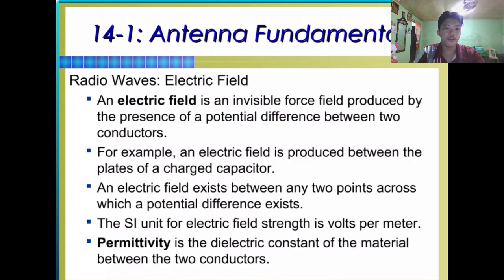Radio waves, electric field. An electric field is an invisible force field produced by the presence of a potential difference between two conductors. For example, an electric field is produced between the plates of a charged capacitor. An electric field exists between any two points across which a potential difference exists. The SI unit for electric field strength is volts per meter. Permittivity is the dielectric constant of a material between the two conductors.